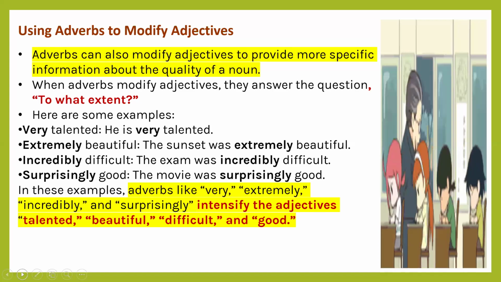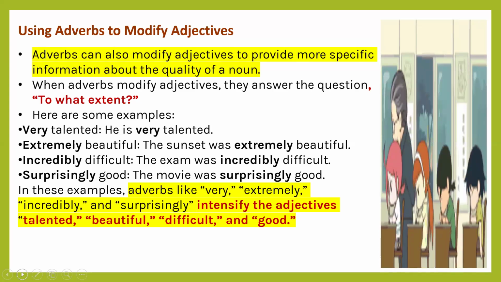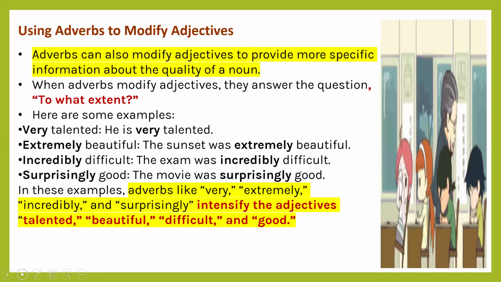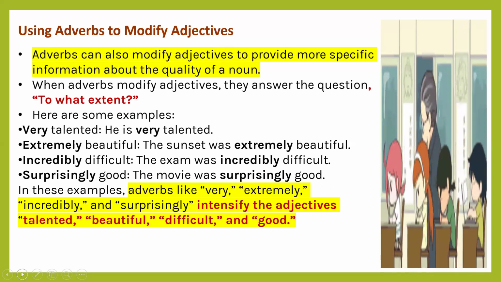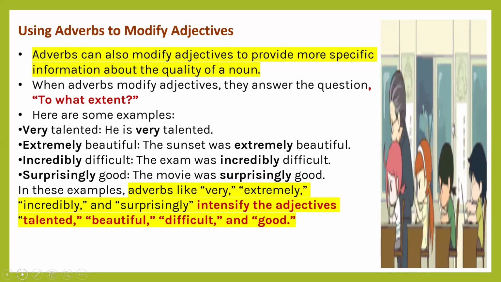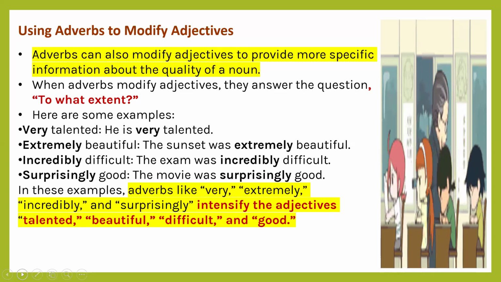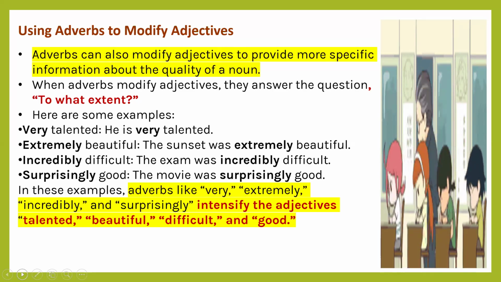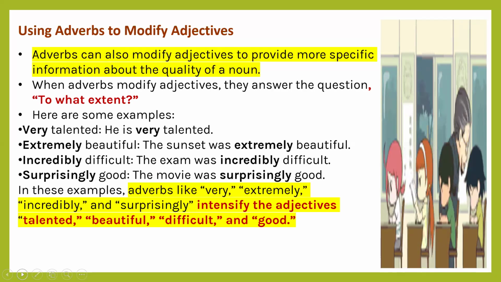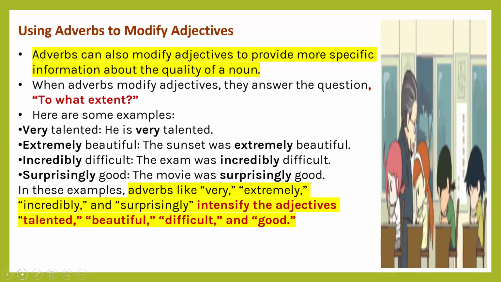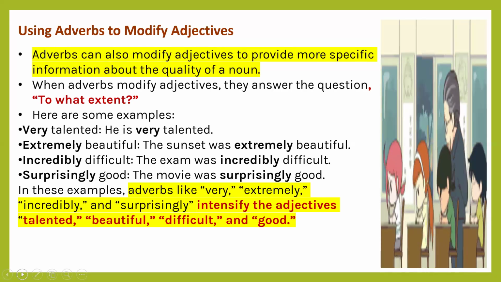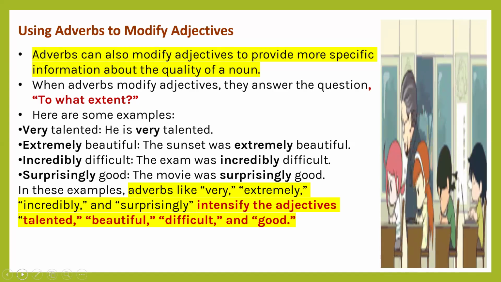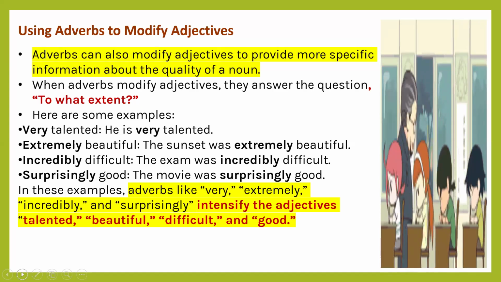Using adverbs to modify adjectives. Adverbs can also modify adjectives to give more specific information about the quality of a noun or the quantity of a noun. When adverbs modify adjectives, they answer the question, to what extent. Very talented, extremely beautiful, incredibly difficult, surprisingly good.